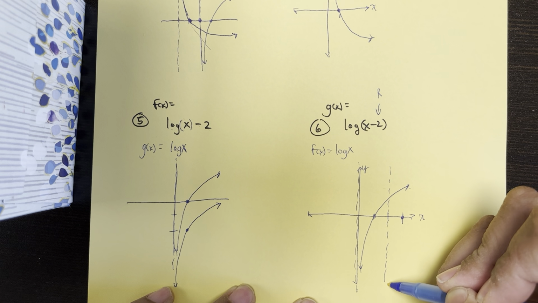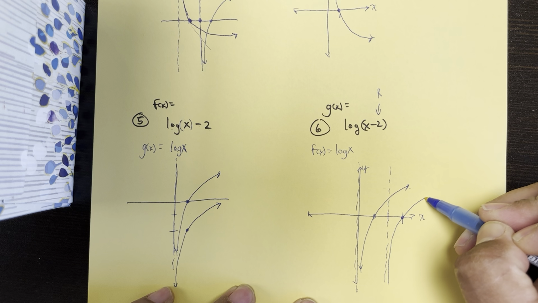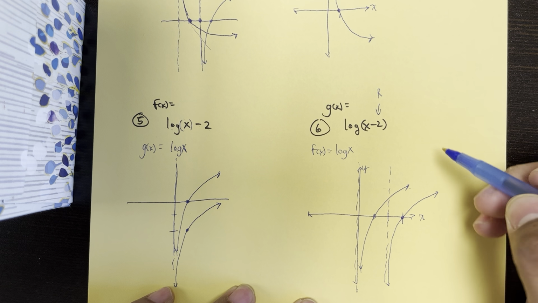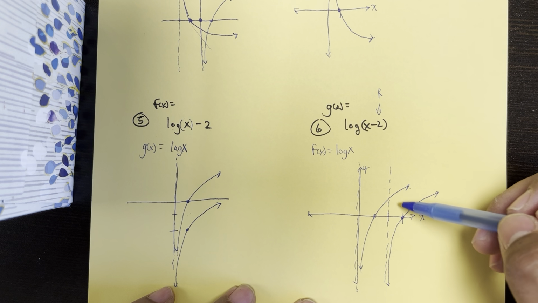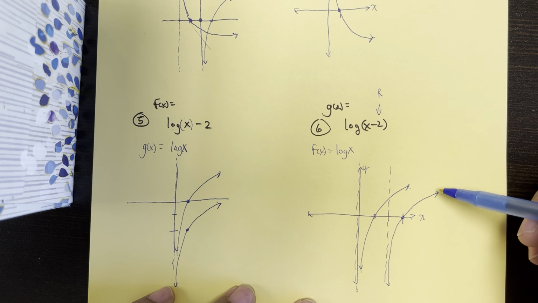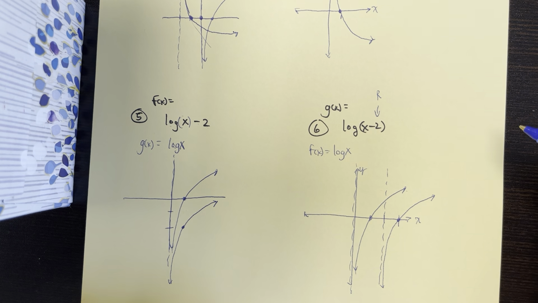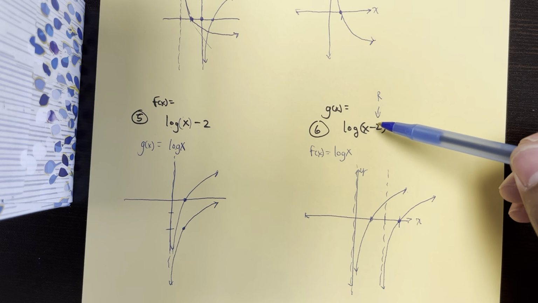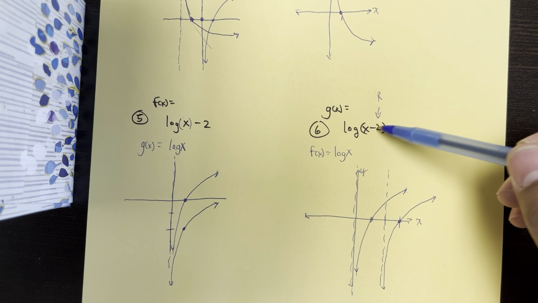So if I were to graph this, all it's doing is moving to the right 2 units. Okay, so notice how it's increasing at the same pace. And this is the graph of log of x minus 2. And it's in the parentheses.